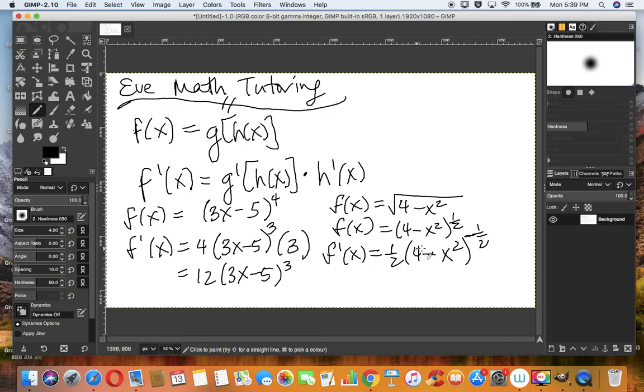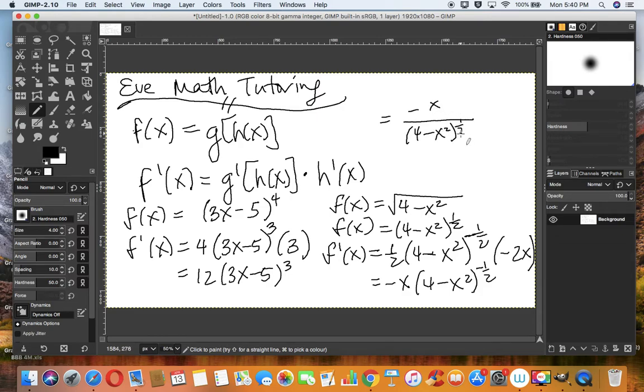So the 4 becomes 0, but this becomes negative 2x, because I bring down 2 and then I subtract 1 from the exponent, so it becomes x to the 1. So you don't have to actually write down the 1. And then if we simplify that, we get negative x (4 minus x squared) to the negative a half. Or we could write it as negative x over (4 minus x squared) to the positive a half.